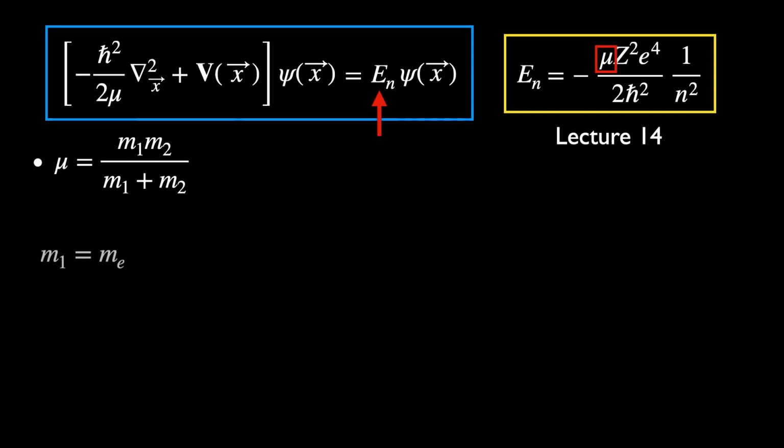Let m1 be the mass of the electron. For the regular hydrogen atom, the nucleus is just a proton. In this case, m2 is 1836 times the electron mass. This gives, for the proton-electron system, the following reduced mass.